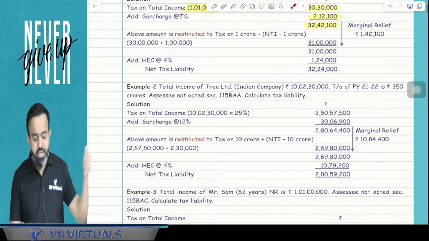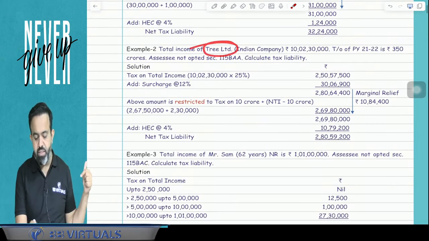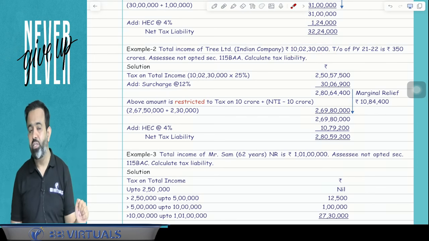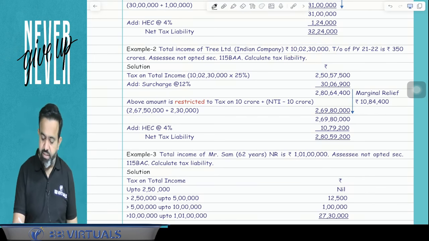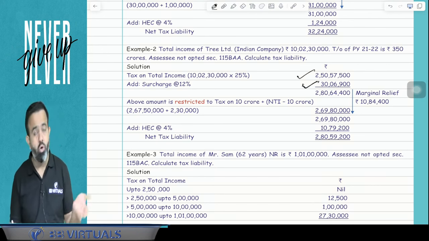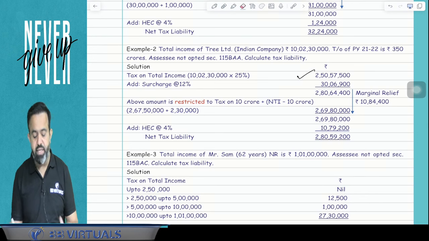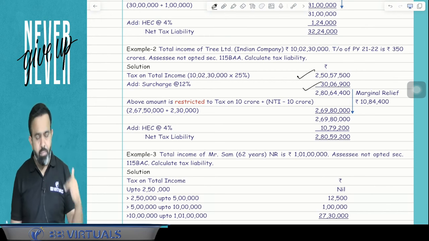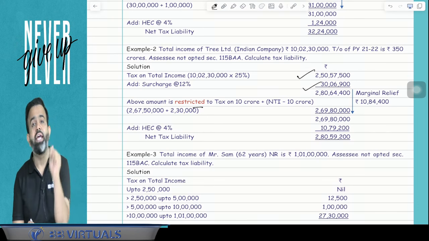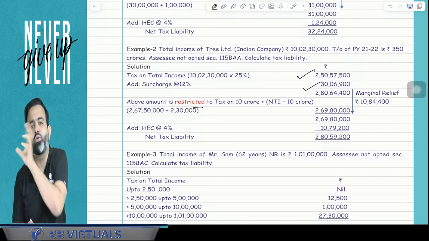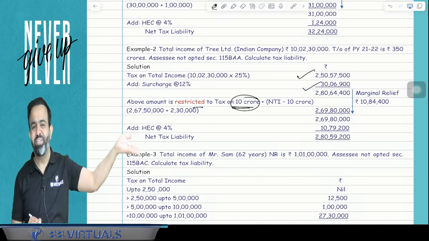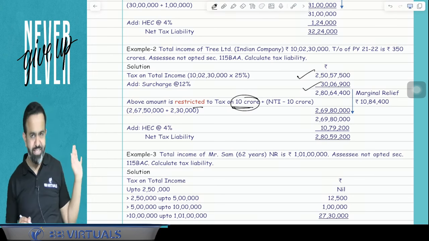Yes. One more point. Like in case of the second example, in case of the company, there is a tax limit. Income is 10 crore 2,30,000. So guys, income is a little bit more than 10 crore. What you have to do? First, just calculate the taxes on your income. So you have calculated the taxes on 10 crore 2,30,000. Add surcharge 12% because your income is more than 10 crore. After that, just write, this amount is restricted to the tax on 10 crore, means if your income was only 10 crore, then what could be the taxes. So here, guys, taxes on 10 crore plus NTI minus 10 crore, whatever excess amount over 10 crore, just give to Nirmala Sitaraman ji.